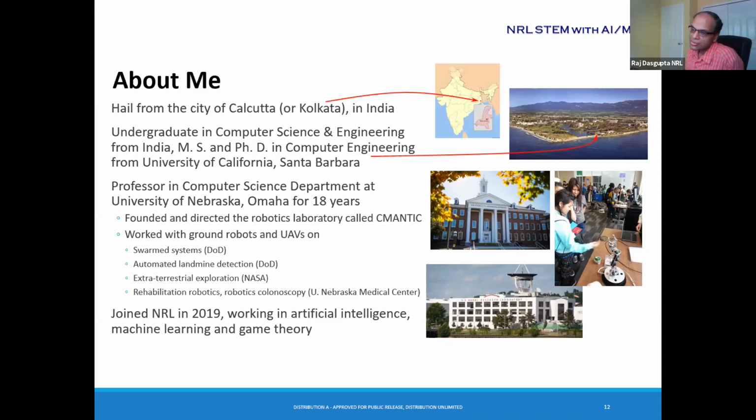And so along with doing research, I strongly believe that it's a very important thing to have younger students, high school students, college students get excited in STEM, get excited in robotics, so that we can build up the next generation of scientists to work on the topics that we are excited about now.